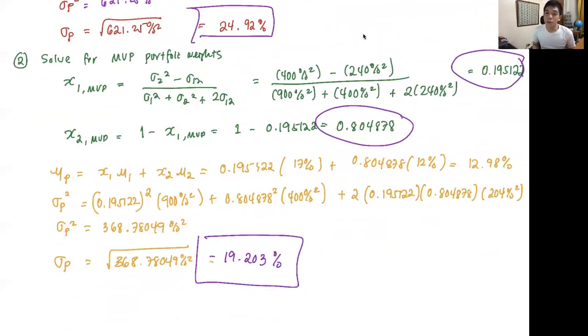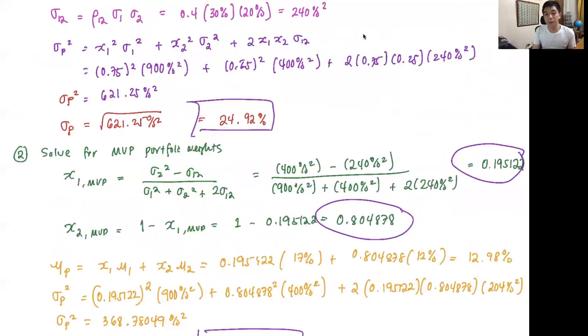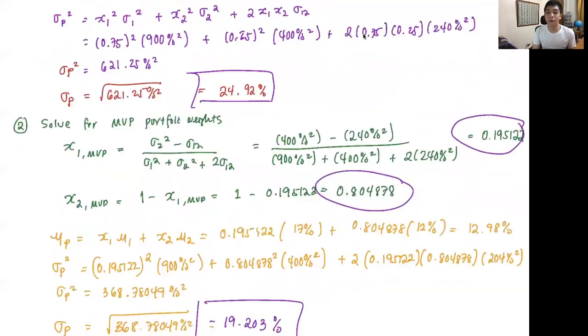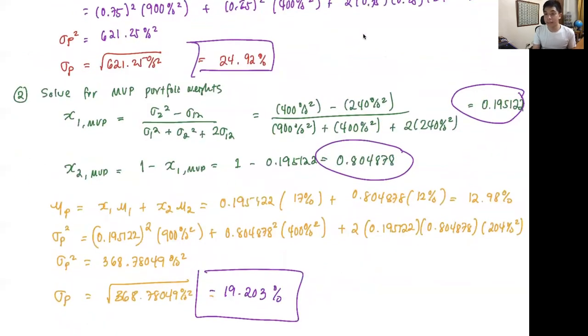So that's how to solve for the minimum variance portfolio. And this is a deeper dive on modern portfolio theory. In the next video, we're going to start to see various cases in terms of what we refer to as the investment opportunity set.